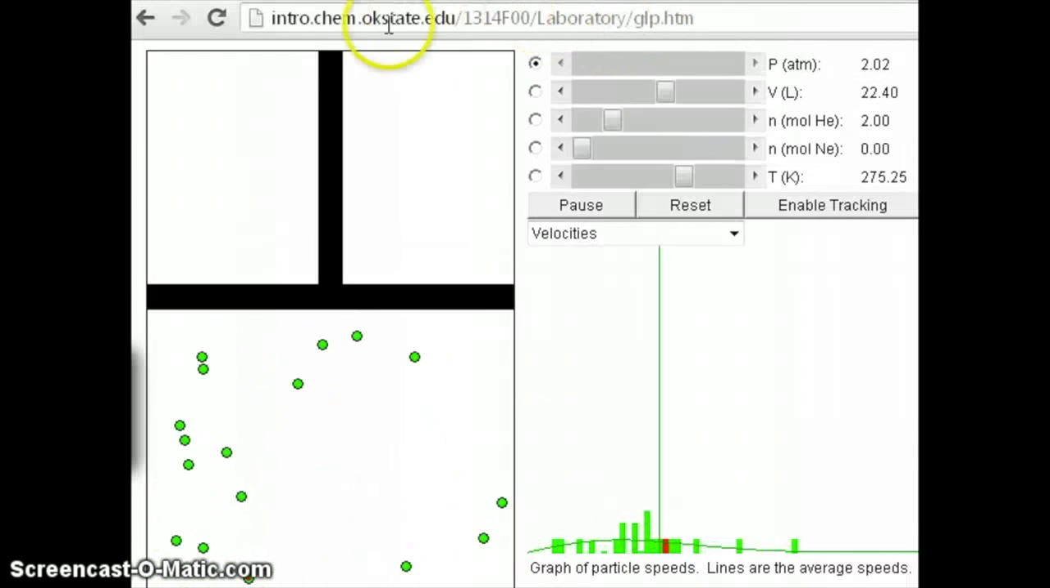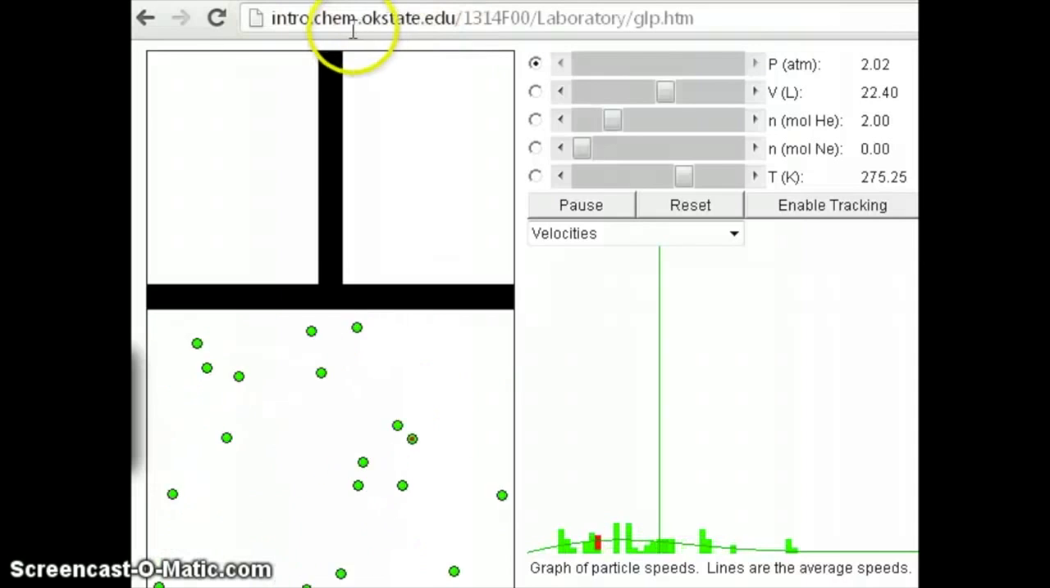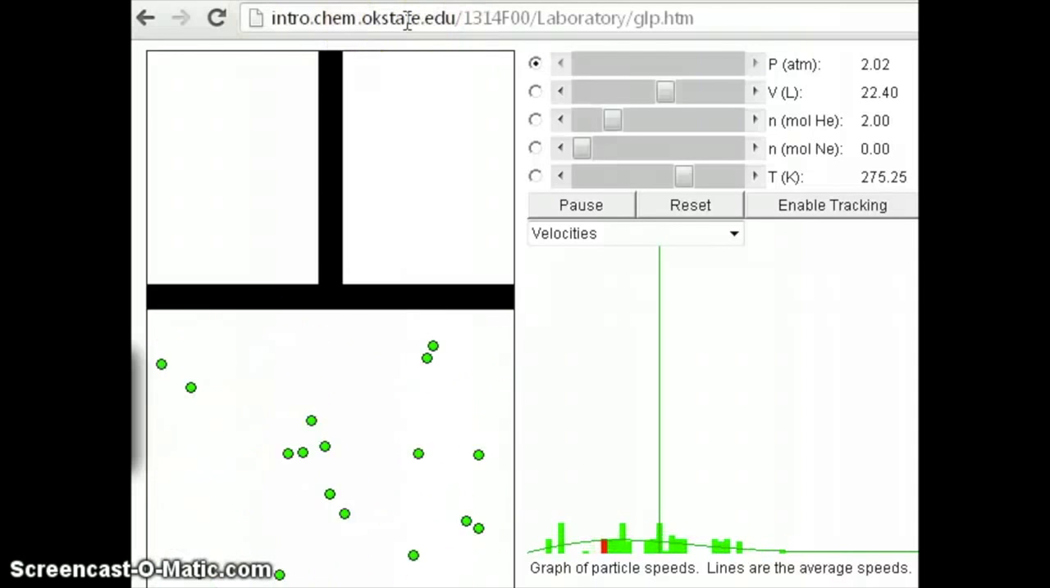This is the address for the simulation at Oklahoma State, and you just need to have Java installed in your browser in order to run it.